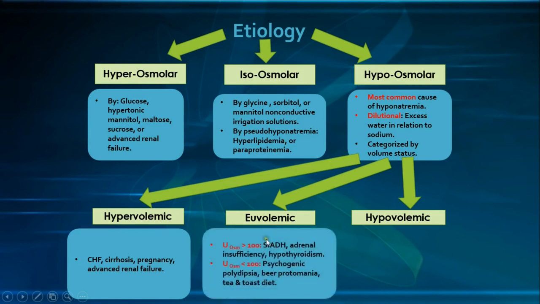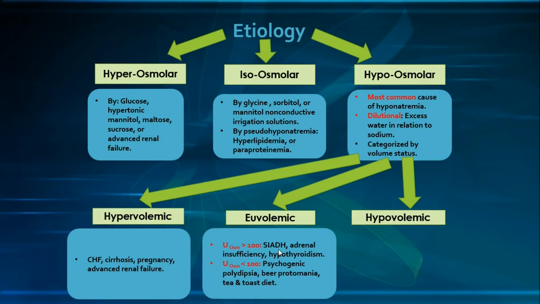And we can further classify them into two categories. The first is that you have a urine osmolality of more than 100, and we have several causes. The first is SIADH, syndrome of inappropriate ADH, and as the name suggests, you have an increase in the ADH release.